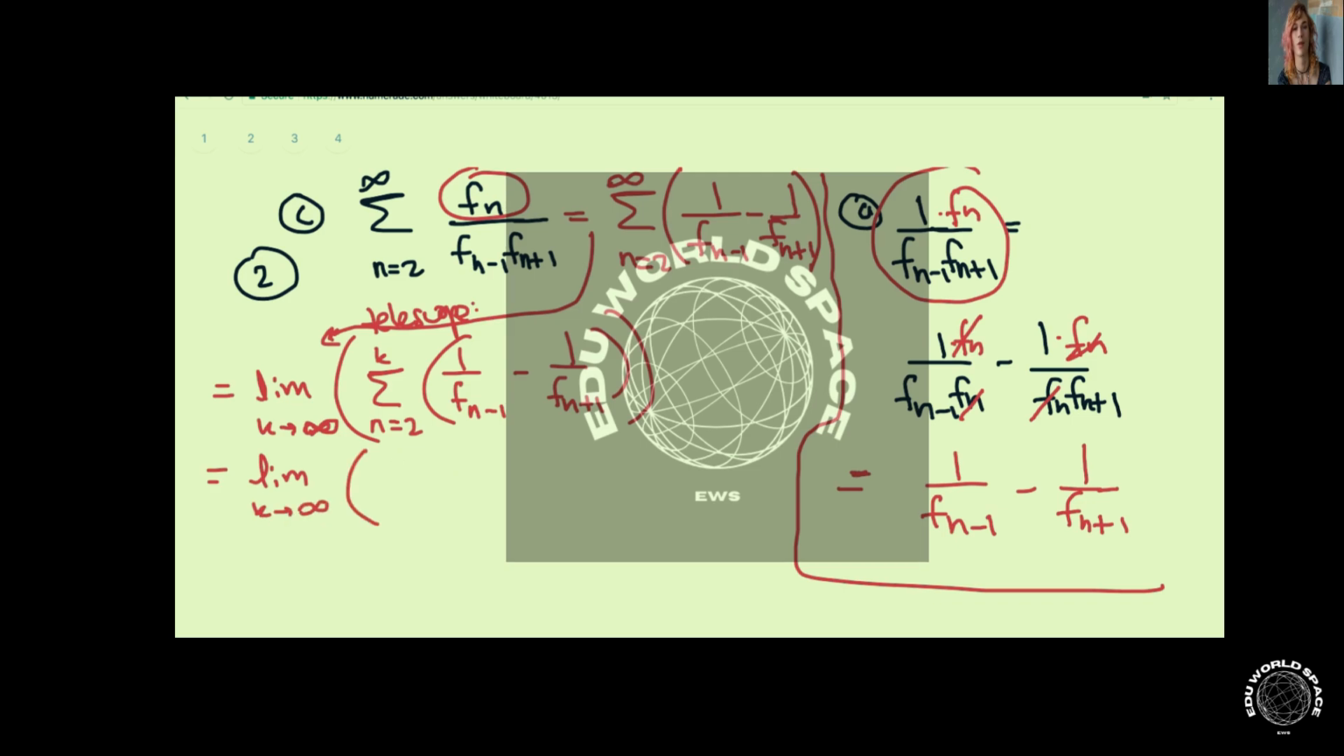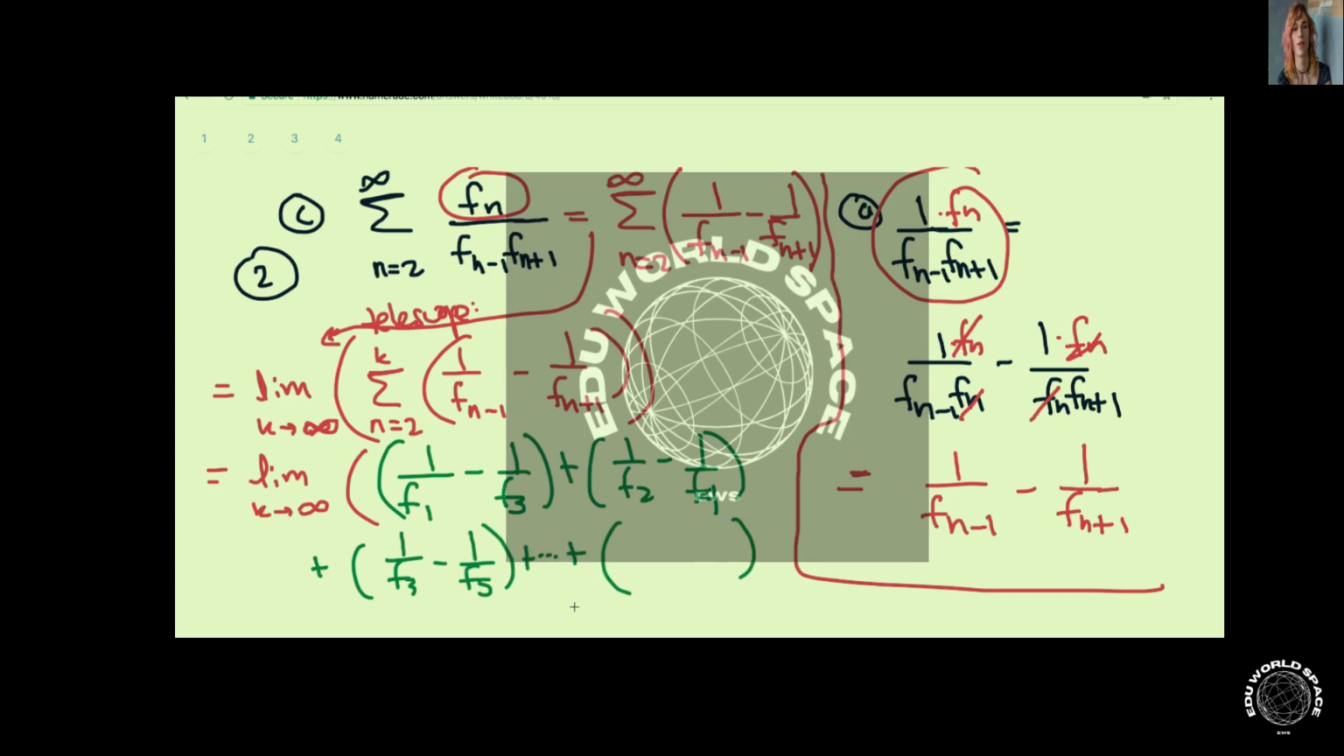So start the adding by plugging in n equals 2. So 1 over f1 minus 1 over f3. And then 1 over f2 minus 1 over f4. Plus 1 over f3 minus 1 over f5. And so on. And then we would have to also add the last few terms. So I'll add 3 more terms in over here on the right end.